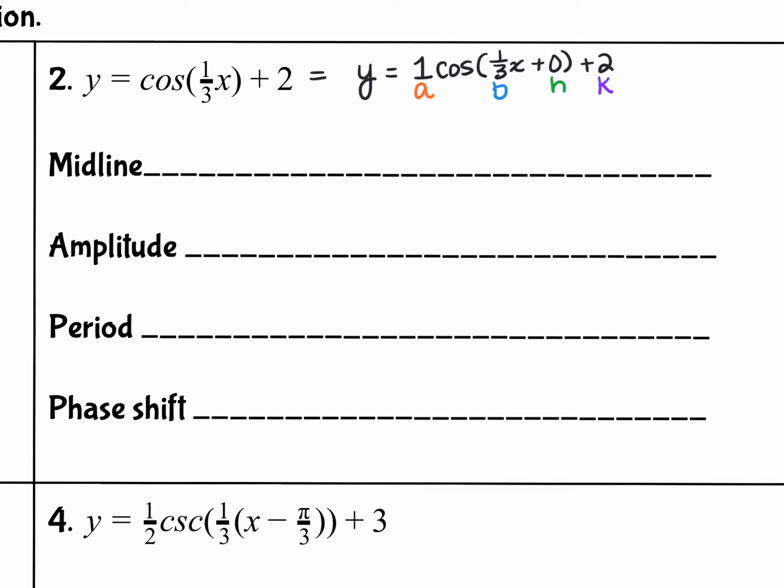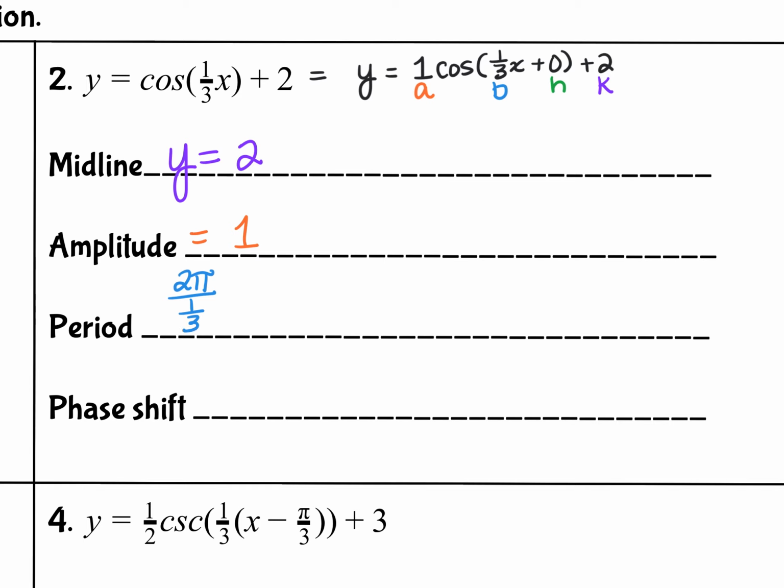So we start with our midline. Our midline would be y equals whatever K is, so that's just 2. The amplitude is whatever A is, so that's just 1. The period is taking the default period, which for cosine is 2 pi, and dividing by b.